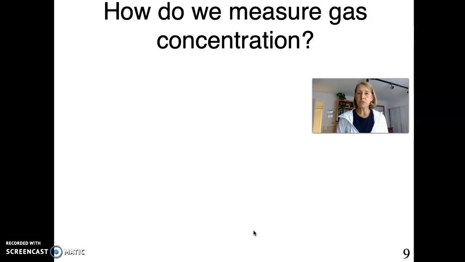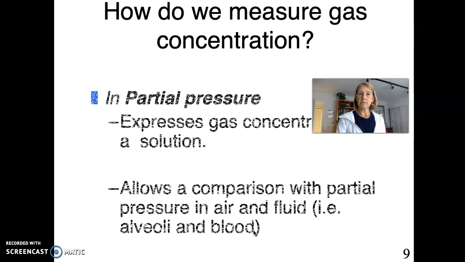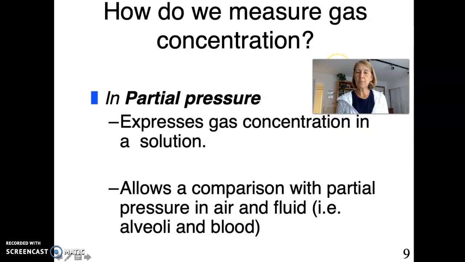So backtracking, how do we measure gas concentration? How do we know that we have this concentration gradient? Well, it's the same thing that we've been talking about, concentration gradient, but this time we're going to call it partial pressure because it's a gas. Pressure, partial pressure. Why partial? Well, because we have lots of gases in this air that we're inhaling. So we're more interested in what is the pressure of oxygen. As a definition, partial pressure expresses gas concentration in a solution and allows a comparison with partial pressure in the air and in the fluid, which is, again, alveoli and blood.